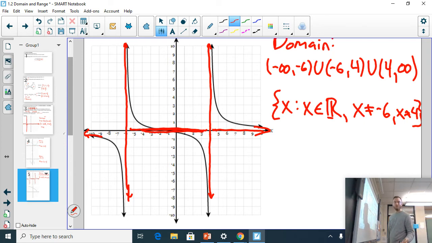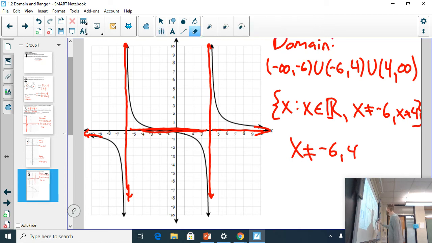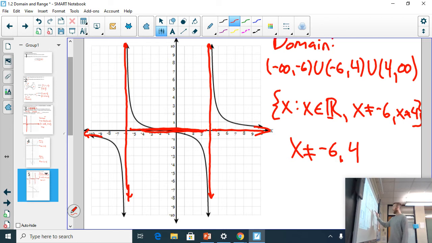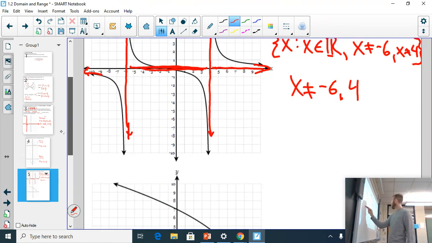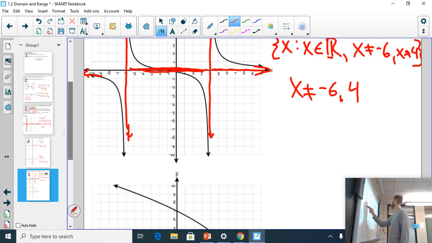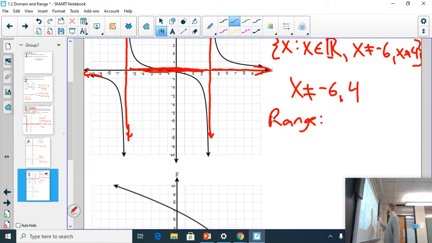And then also we could just write x can't be -6 or 4, which I think is even easier, right? But on Delta Math, it might not let you. It might force you to do this interval notation, but it will fill out this first part of the interval notation for you. And then for the range, so that's the domain. That's just 3 different ways to write the domain.